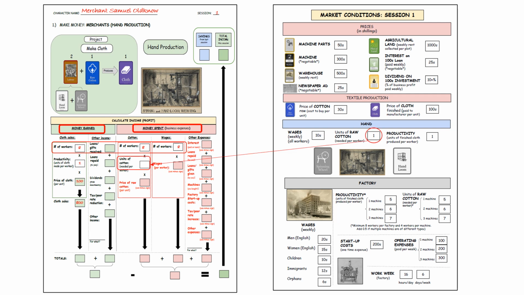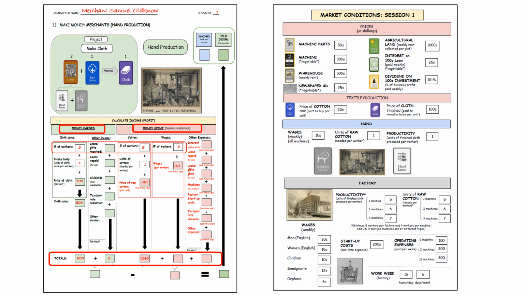He does have to spend some money to run his business. He has to buy some raw cotton. He has to know how much raw cotton is needed per worker. In this case, it's 1 unit per worker. He also has to know what the price of raw cotton is. In this case, it's 30 shillings. And the last thing he has to figure out is how much he's going to pay his workers. And again, on the market conditions board, in session 1, the wage is 10 shillings, so he's going to pay the market wage. Adding everything up in his totals, he makes 800 shillings in cloth sales.